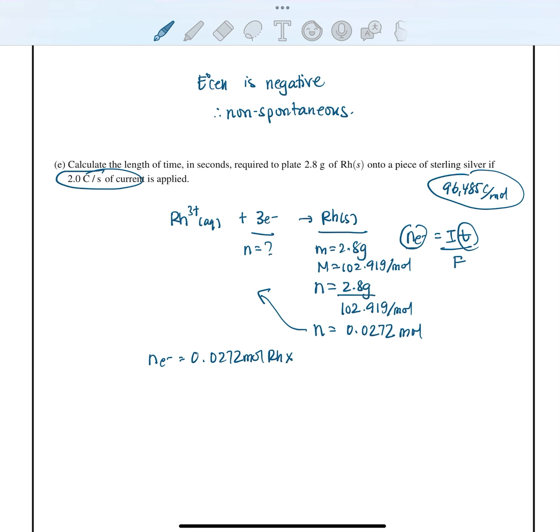Set up a ratio. Put the units you don't want on the denominator of your ratio. That's going to cancel out. So I don't want moles of Rh. I do want moles of electrons, so that goes on the numerator. If you look at your balanced equation, what I can see is that for every 3 moles of electrons that are used, 1 mole of Rh is produced. That will cancel this out and give me my moles of electrons, which is 0.0816 moles of electrons. So now I can plug these values into my Faraday's law formula and then isolate for time.